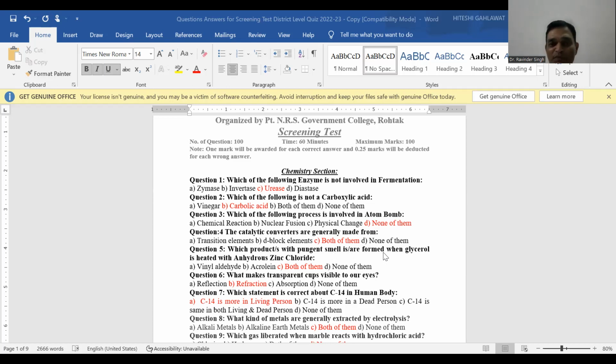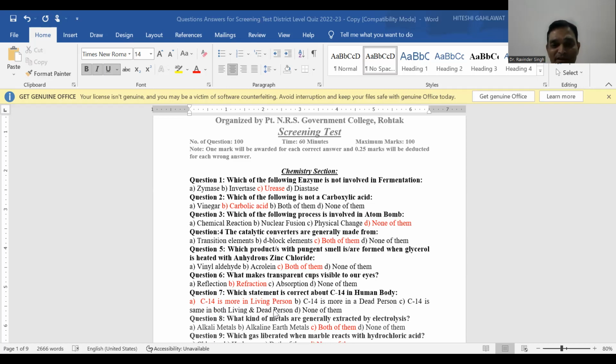Which product or products with pungent smell is or are formed when glycerol is heated with anhydrous zinc chloride? The answer is vinyl aldehyde or the acrolein, क्योंकि ये भी एक दूसरे के ही नाम हैं. Both are correct, so both of them. Which makes transparent cups visible to our eyes? That is the refraction. Which statement is correct about the C14 in the human body? C14 is more in the living person and C14 is less in the dead person.